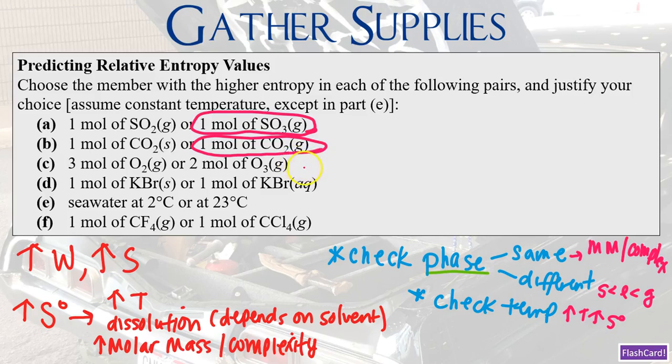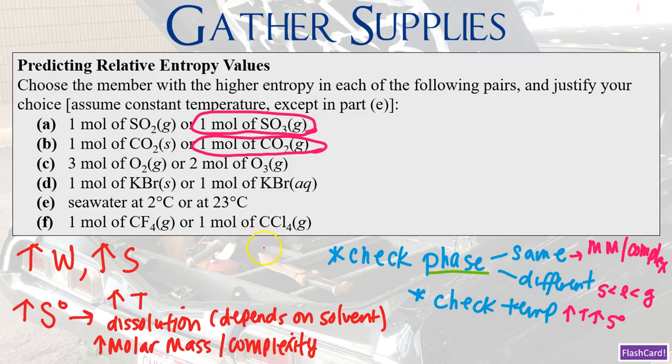Let's go ahead and go on to letter C. Here we have 3 moles of O2 versus 2 moles of O3. They're both in the gaseous phase. So if they're in the gaseous phase, we're going to verify them based on molar mass or complexity. But guess what?